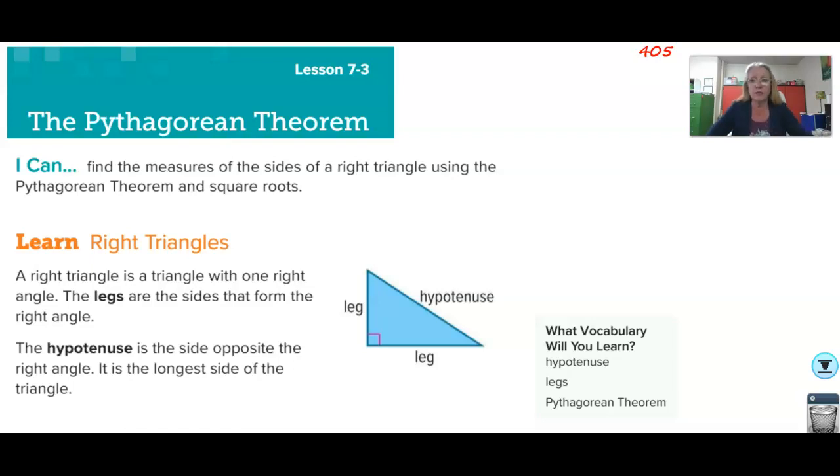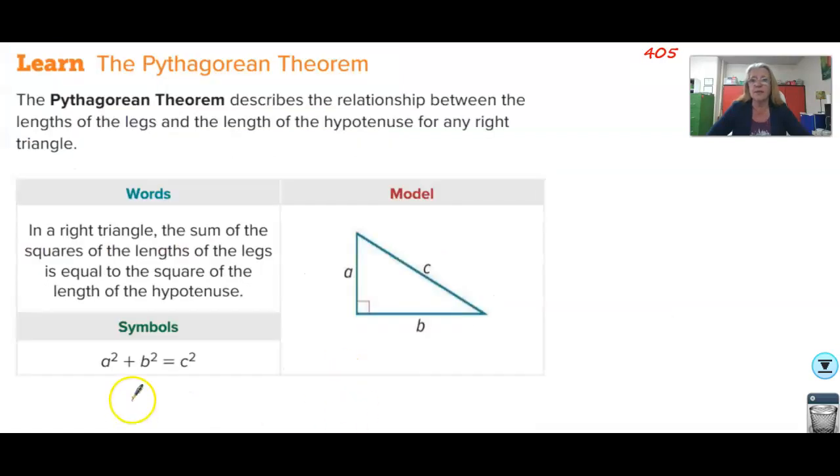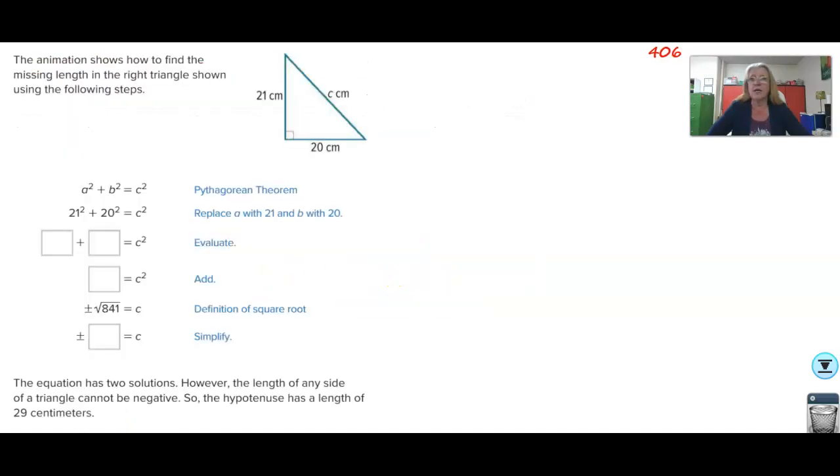Okay, so again, reviewing, there are two different parts to a right triangle. There are the legs, they form the right angle, and the hypotenuse, which is across from the legs. The Pythagorean theorem tells you that if you take the square of the two legs and add it together, it equals the square of the hypotenuse. Here, this is the one triangle I told you they give you before they jump into ladder problems.